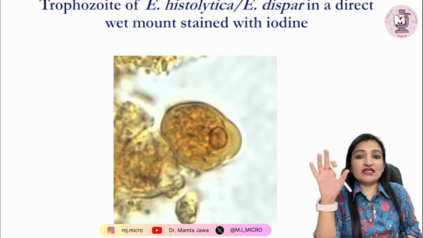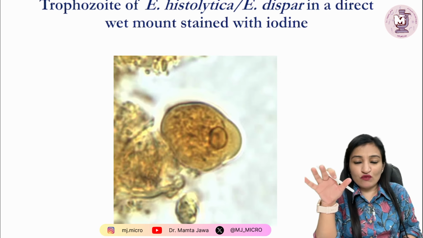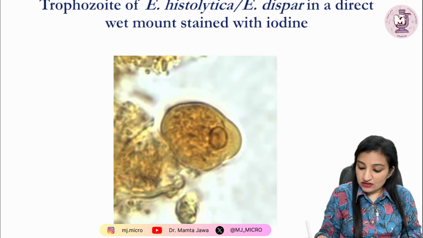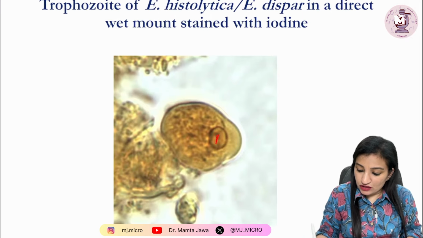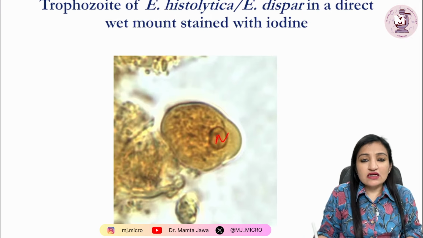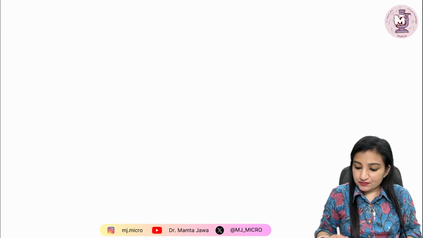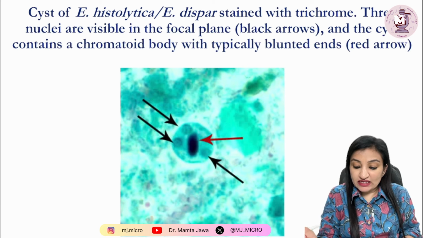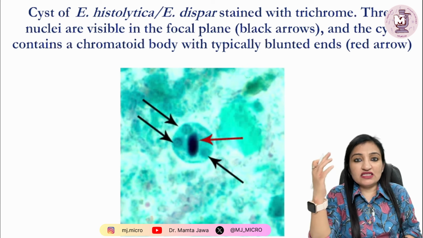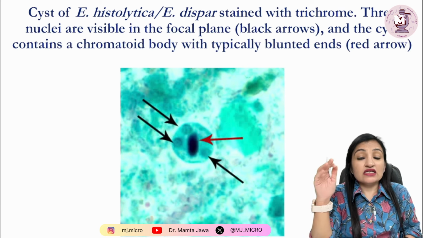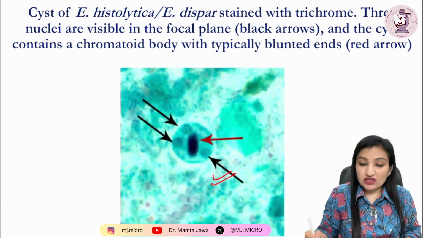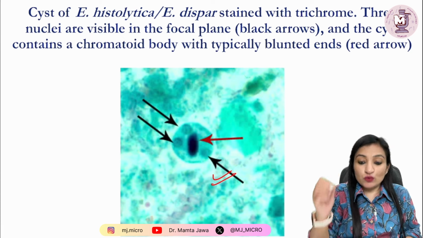Trophozoite of Entamoeba histolytica और Entamoeba dispar which are morphologically similar. This is in a direct wet mount stain with iodine. ठीक है, so this is the nucleus, the inner granular endoplasm and the outer clear ectoplasm. ठीक है, now look at this cyst of Entamoeba histolytica or Entamoeba dispar stained with trichrome stain. There are 3 nuclei visible in the focal plane with black arrows. So black arrows nuclei की तरफ point कर रहे हैं and red arrow is showing the chromatoid body.